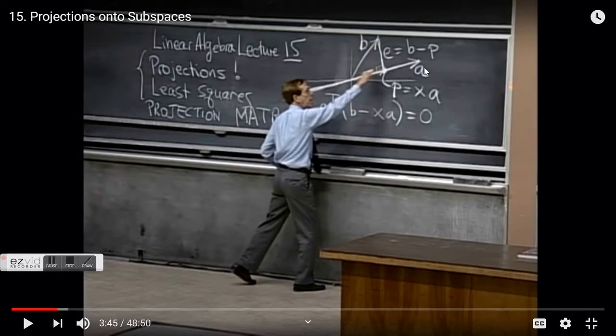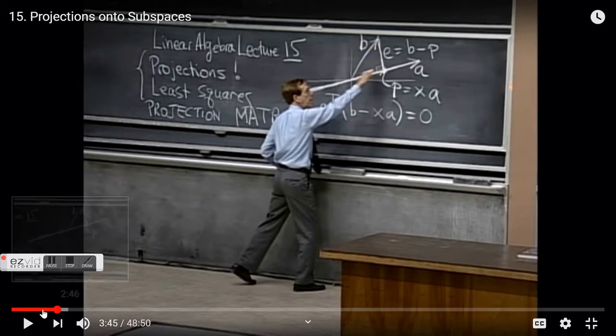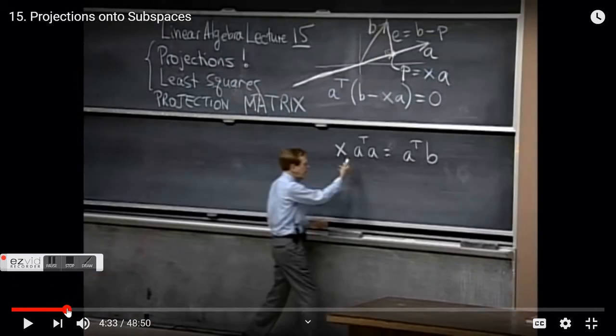In order to find it, we can use the fact that A and E are orthogonal to each other. And we know that when two vectors are orthogonal, then A transpose times E is 0. And now what is E? E is B minus XA. So B minus P, which is B minus XA. So A transpose times (B minus XA) should be 0.